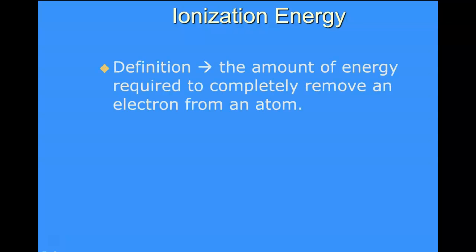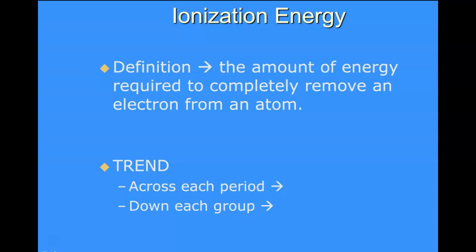Another one is ionization energy. Now, ionization energy is exactly what it sounds like. It's the amount of energy that is required to remove an electron and turn an atom into an ion. Now, of course, metals tend to lose electrons anyway. They don't want them. So generally, metals have a very low ionization energy. So as you go across the period, ionization energy increases, and as you go down a group, it decreases.